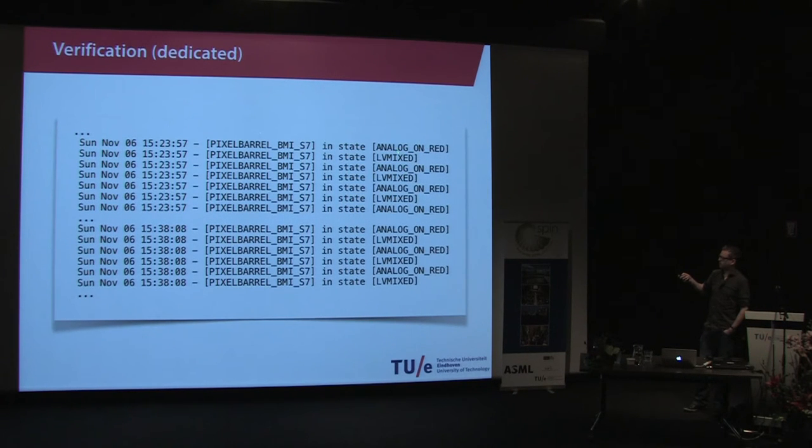you would see that one of the systems called Pixel Barrel BMI S7 started to oscillate, right? So it would end up in the analog on red state, after which it would immediately switch to the LV mix state and then move back again. And this lasted for nearly 15 to 20 minutes. So this is just a small excerpt of the entire log file, and we found more evidence of this type in the systems.